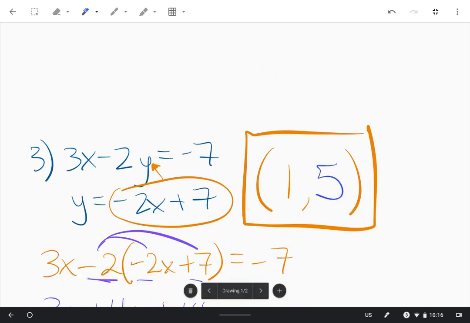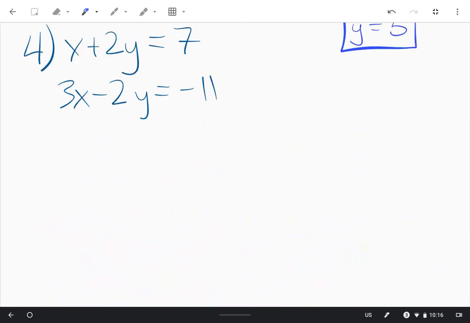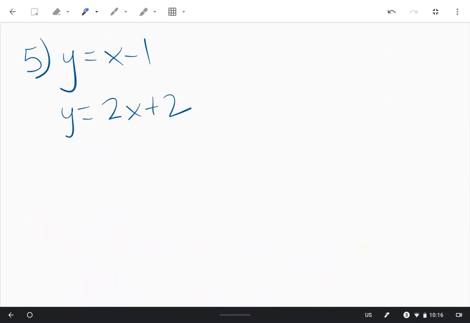So in both of those examples, you had the y already isolated. So that just gives you an example of those. I'm actually going to skip down. I do these in a different order than I wrote them down. And we're going to look at number 5 here. So with number 5, they're both already in an isolated form. So they both say y equals.